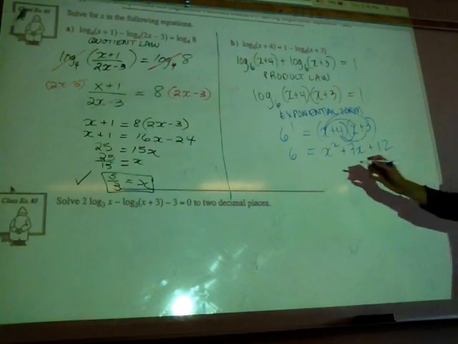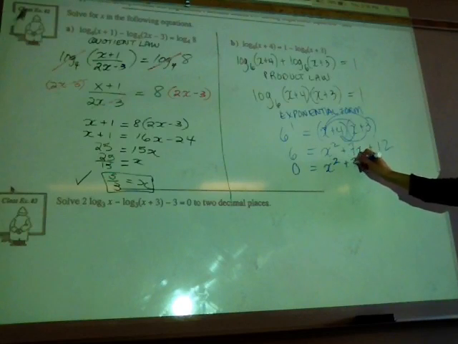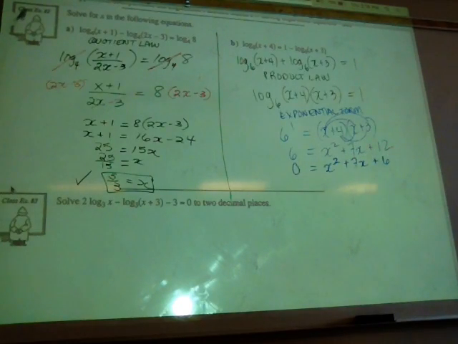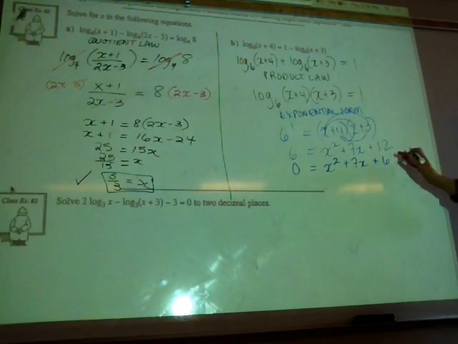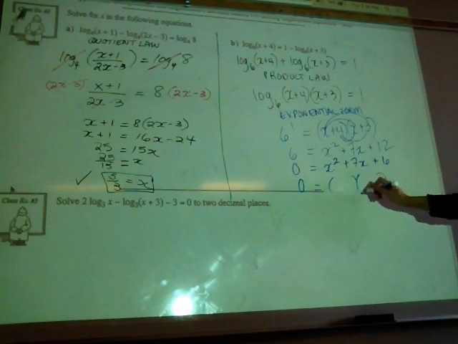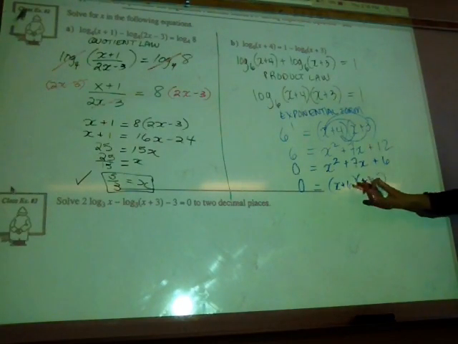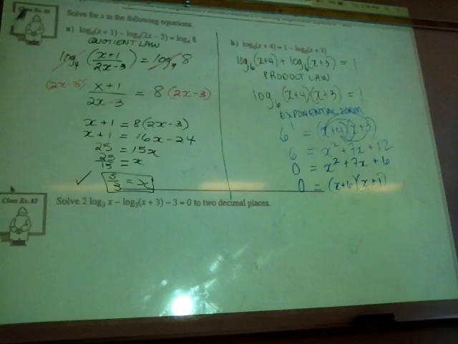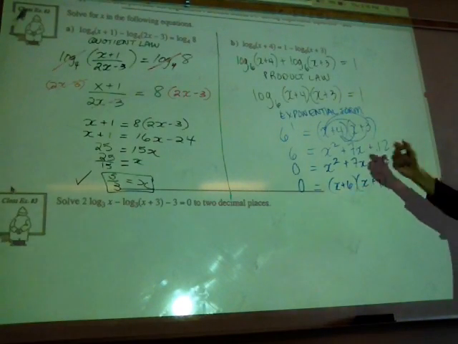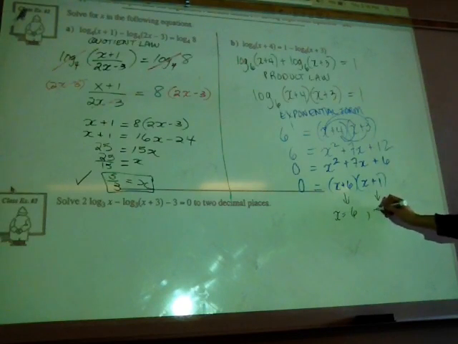Set your equation equal to 0, so we're going to subtract 6 on both sides. We get x squared plus 7x plus 6. Can we factor it? Yep. x plus 6, x plus 1 gives me, when I multiply 6 times 1, I get 6, and when I add 6 plus 1, I get 7. So we have two solutions: x equals negative 6, and x equals negative 1.